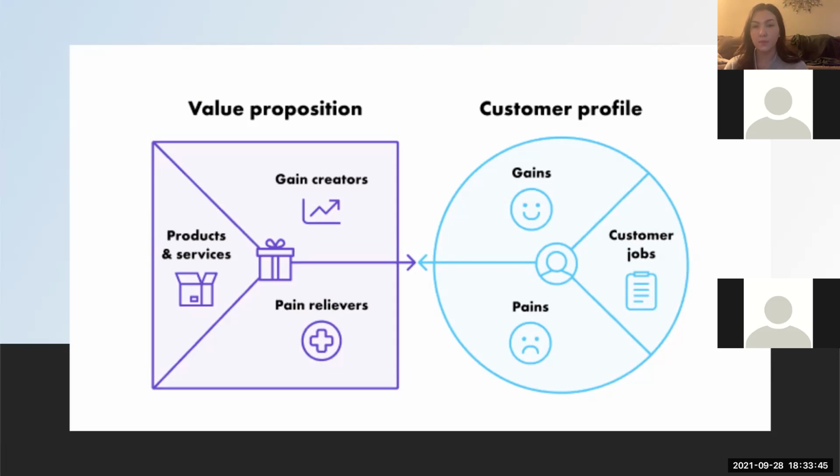So that's where we have the square on the left, where our products and services need to match the tasks that our customer needs to accomplish. Our pain relievers need to match the pains that they experience. And the gain creators, or the benefits that our product or service can produce, need to match the gains that the customer is looking for.